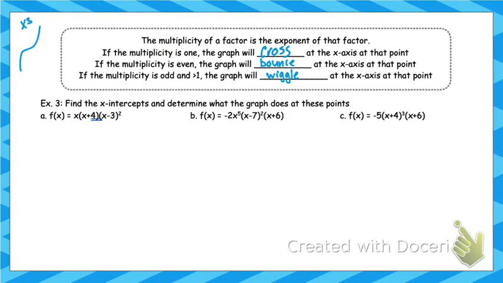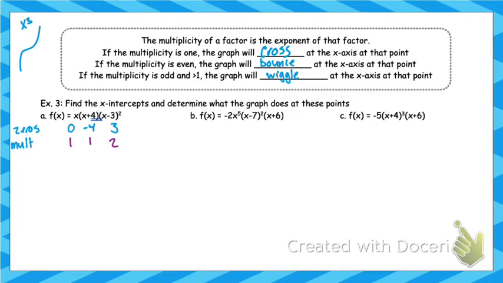All right, so what we're going to do to start is find our x-intercepts. So we're finding the zeros. My zeros would be 0, negative 4, and 3. Then let's find the multiplicity. The multiplicity is the exponent of that factor. So the multiplicity for 0 is 1. For x plus 4, it's 1. And for x minus 3, it's 2. Because, again, we're finding the exponent.